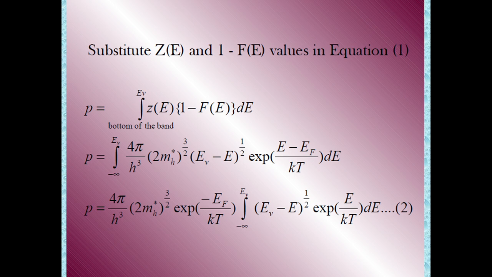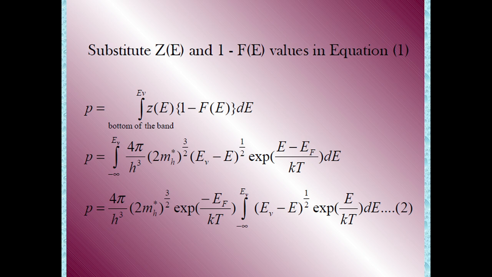Substitute Z(E) and 1 − f(E) values in equation 1. Therefore, p is equal to the integral from minus infinity, the bottom of the band, to EV of Z(E)(1 − f(E)) dE. So p is equal to the integral from minus infinity to EV of 4π/h³ (2m_h)^(3/2) (EV − E)^(1/2) e^((E − EF)/kT) dE.